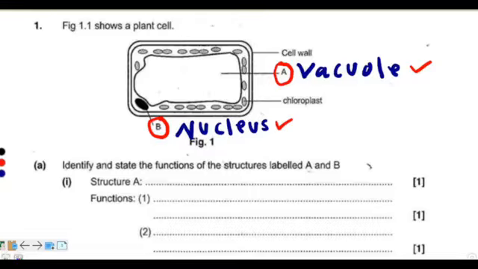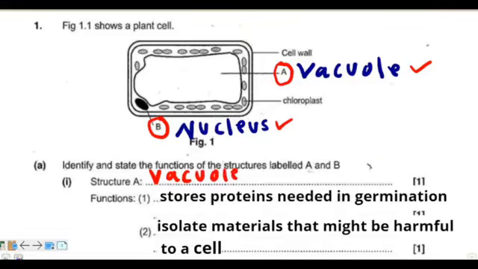On structure A, we have said this is the vacuole. Then we can also write the functions. So we have answered this question. We have said the 2 functions of the vacuole. Number 1, it stores proteins that are needed in germination of the seed. Number 2, it isolates materials that might be harmful to a cell. Remember there are many functions, so you can just write 2.